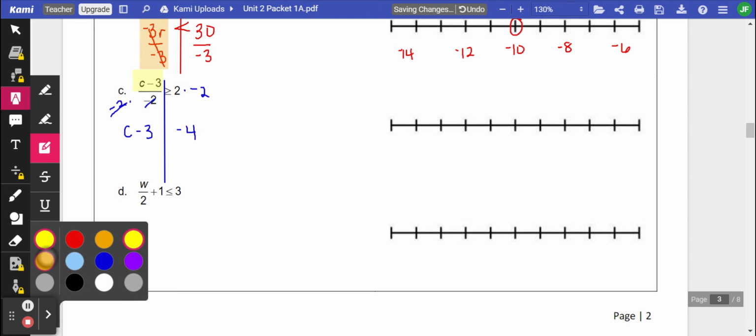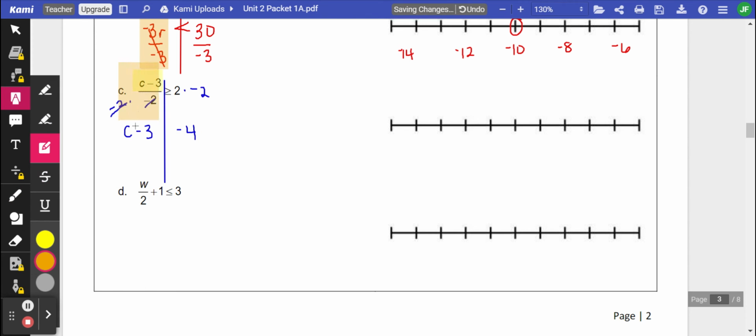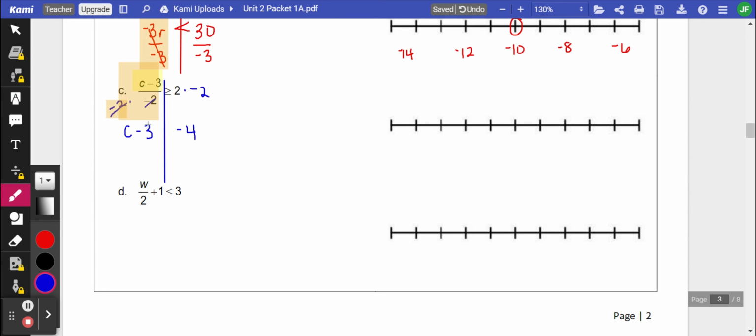And then I also want to pay attention to my variable side. Notice, whoops, I missed that piece. We'll highlight that there. Notice that I multiplied my variable side by negative 2 when I was solving. So that means I do need to flip my inequality symbol over. Okay. Now I'm left with c minus 3 is less than or equal to negative 4.